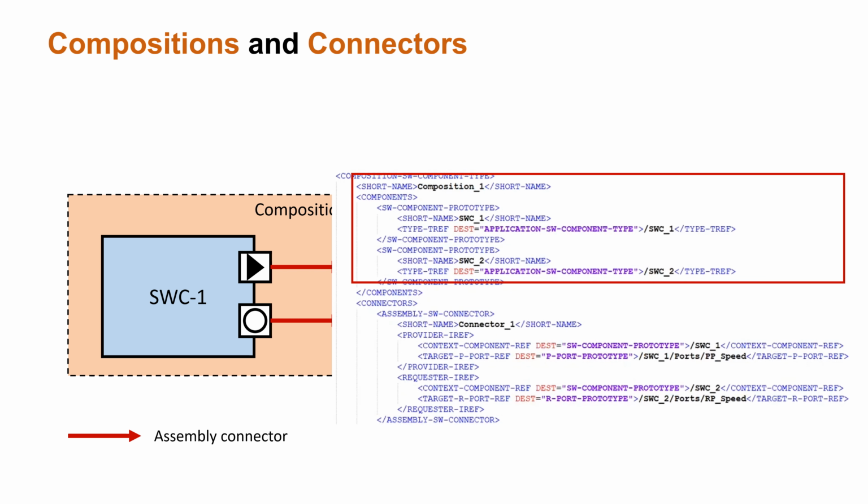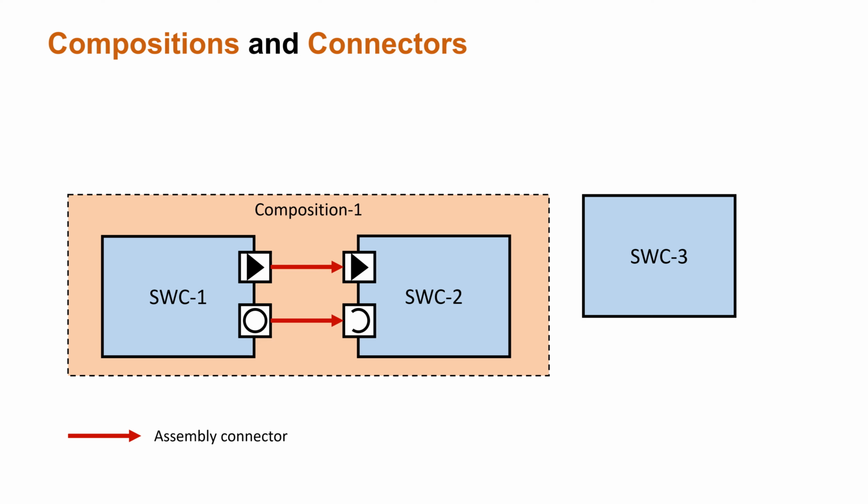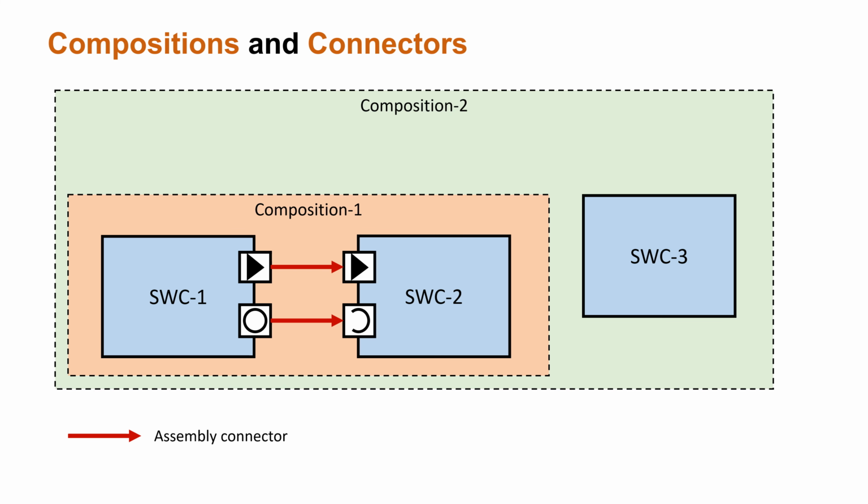In this configuration, we can see the composition software component for composition 1 created, and this encapsulates these two software components, SWC1 and SWC2. Now let's consider another software component in the system, software component 3, which is placed in a new composition called composition 2. If we have a closer look, we notice that composition 2 encapsulates composition 1 as well. As defined, a composition can have both components and compositions.